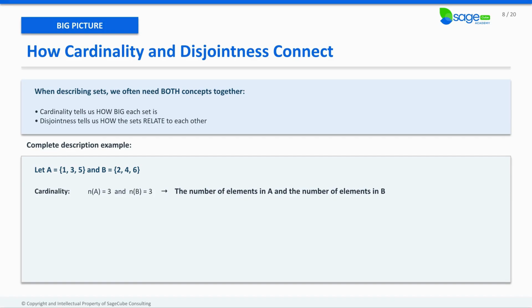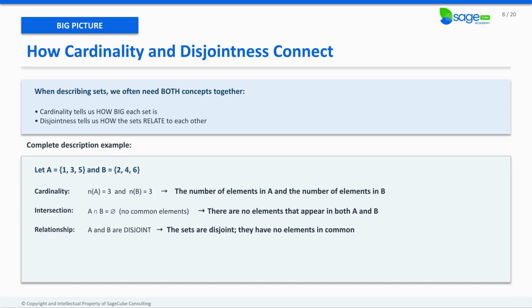Good. So you're looking at the A intersection B. We have A to be {1, 3, 5}, B {2, 4, 6}. The intersection here is what? 0. There's no intersection whatsoever. So empty, right? Good. So the full statement that we are seeing here is A and B are disjoint sets, each with cardinality 3. That one sentence tells you everything about size and relationship. Does that click?